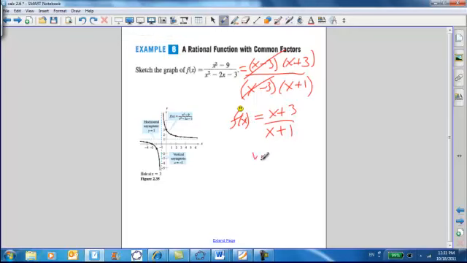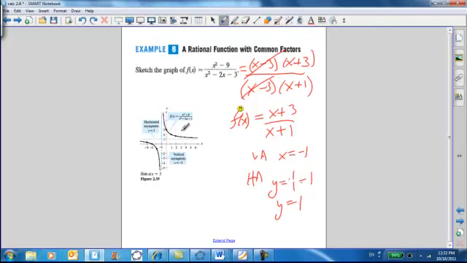And that thing has a vertical asymptote at x equals -1, because that makes the denominator equal 0, so there's your -1 vertical asymptote. And a horizontal asymptote at the ratio of the leading coefficients. And we can either use these or the original ones too. 1 over 1 equals 1.